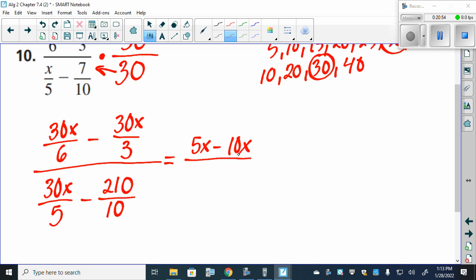30x divided by 5 is 6x minus 210 divided by 10 is 21.